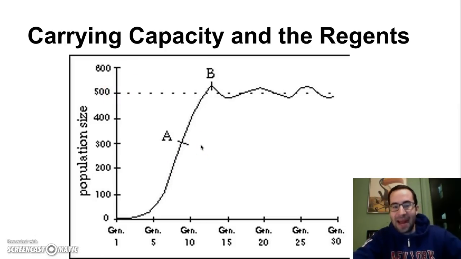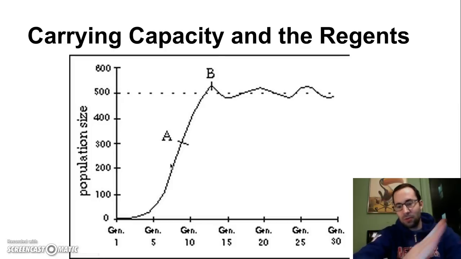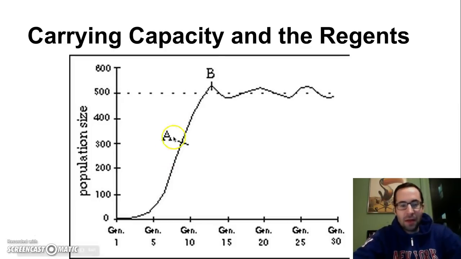Also, sometimes they might ask, at what part of the graph is the population increasing the most rapidly? To answer that, you need to look at what part of the graph has the greatest or most steep slope. And that's right here. When it's going from 5 generations to 10 generations, the population is increasing very rapidly because there's this steep incline, from A to B.